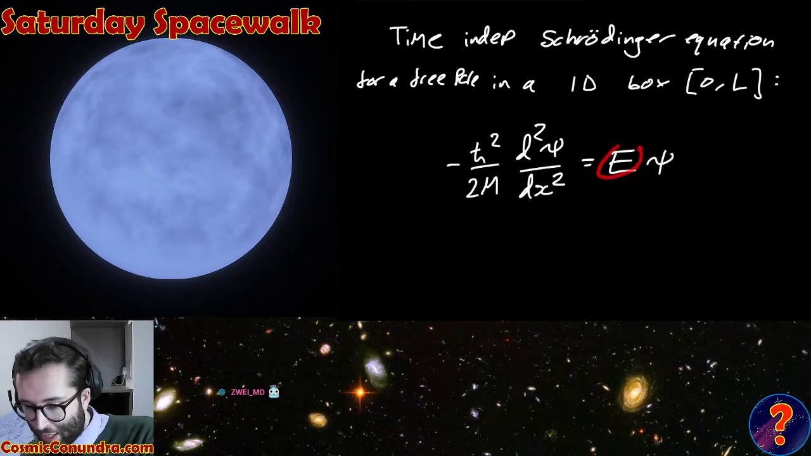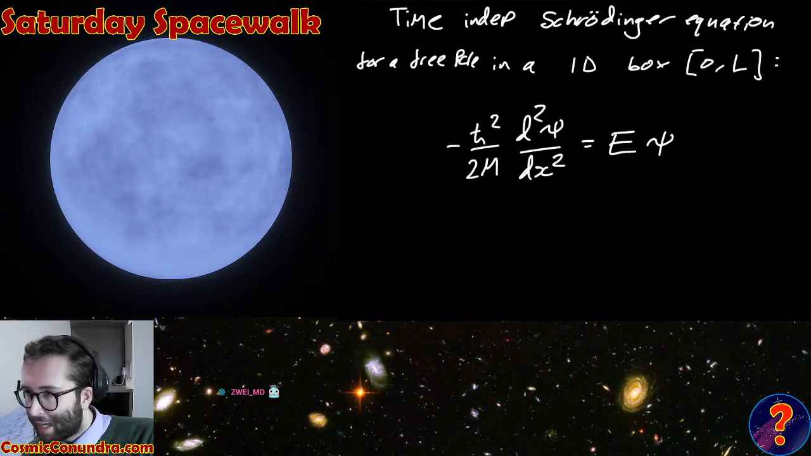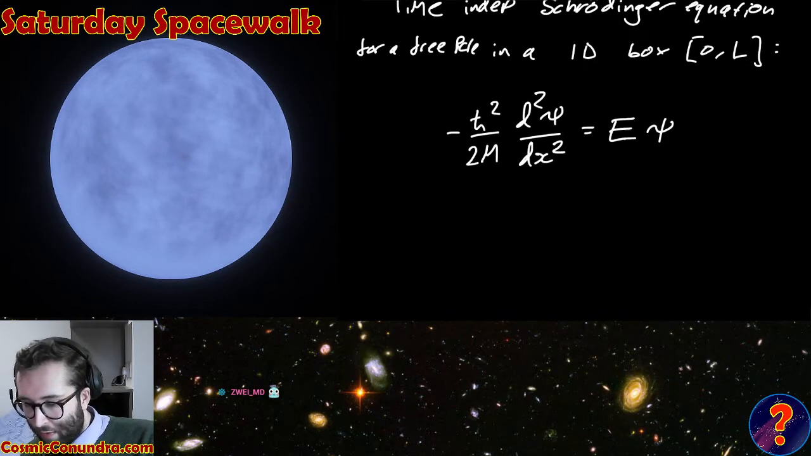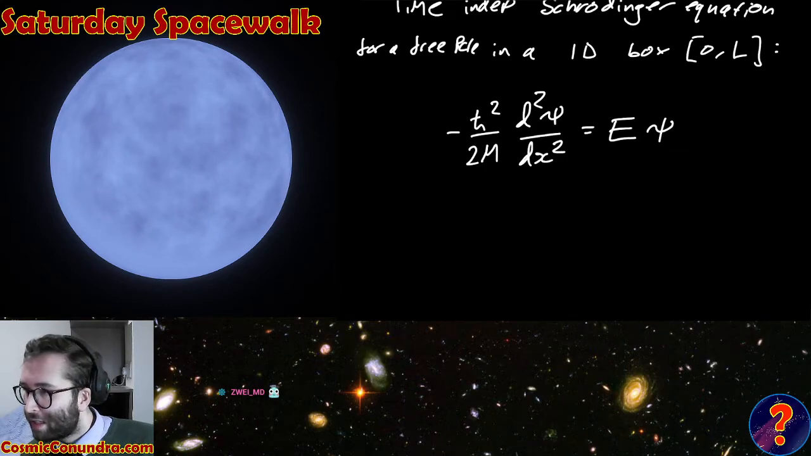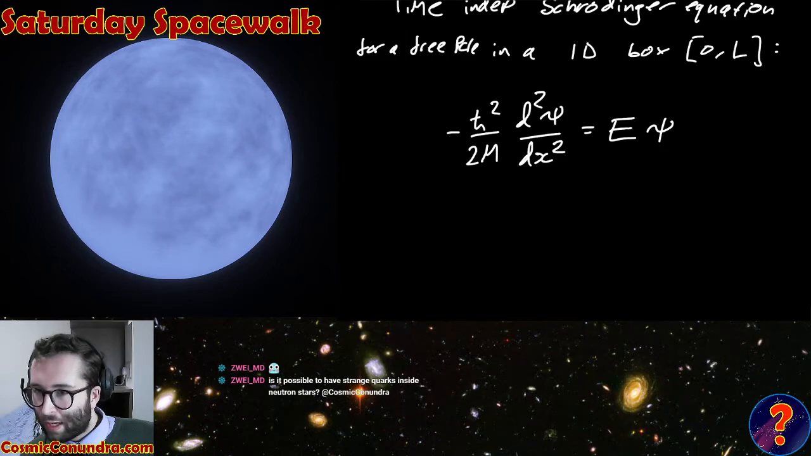where E is the energy of the particle, the energy of a particular eigenstate of the wave function. Okay.